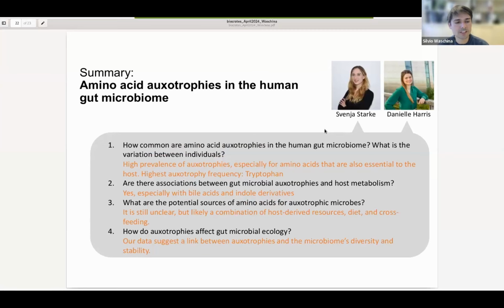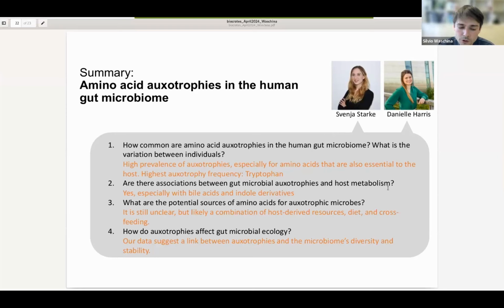So in summary from that study, starting from the first question of how common auxotrophies are in the human gut microbiome, we can say that they are highly prevalent across different cohorts and across different countries. We also observed that tryptophan has the highest frequency of auxotrophies in the microbiome. And we have also seen associations with host metabolism, especially with bile acids and indole derivatives, or tryptophan derivatives.